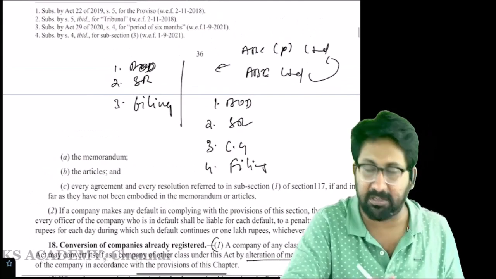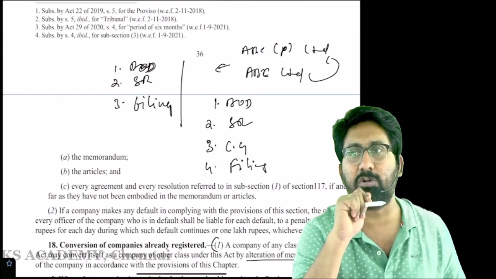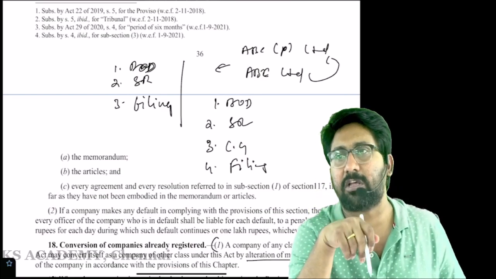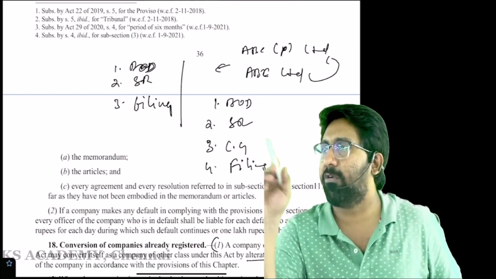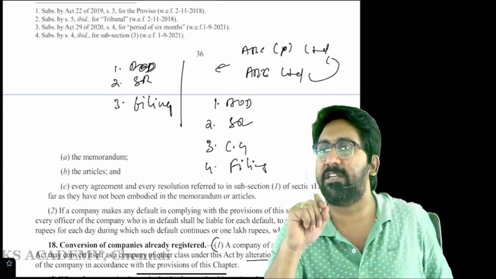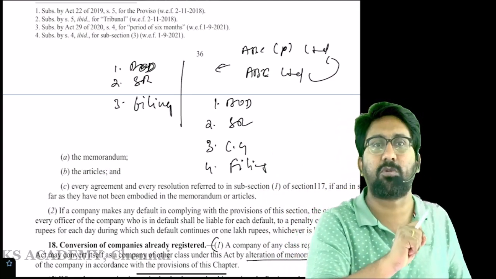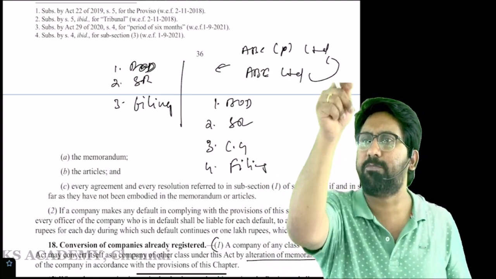Already we read this concept, or not? I want to change limited to private limited. I just want to change articles. I also should change the name clause. I want to convert a section 8 company into a public company. Name will change, objects also will change. That means it requires not only a name change, objects also change.